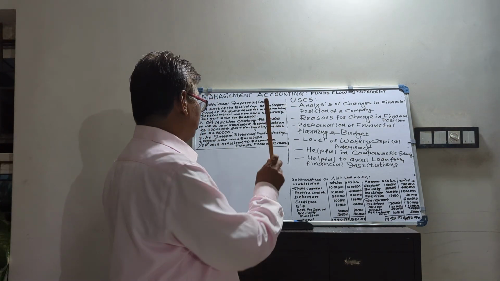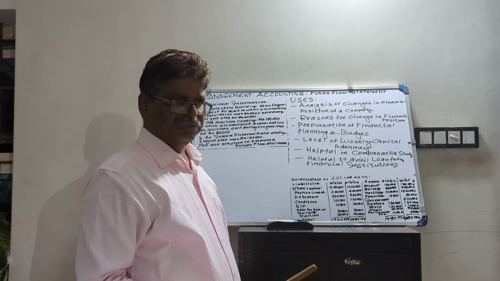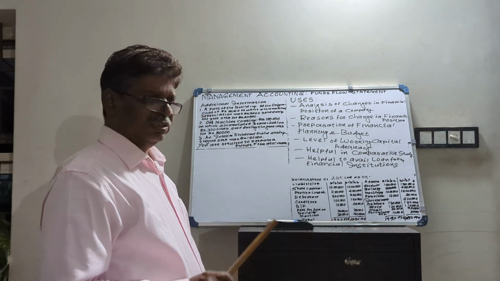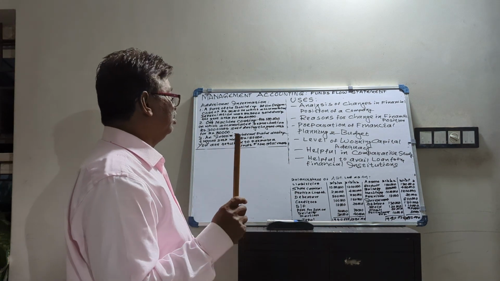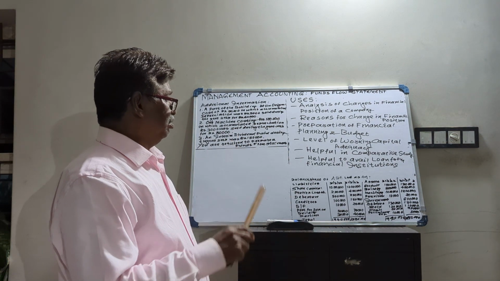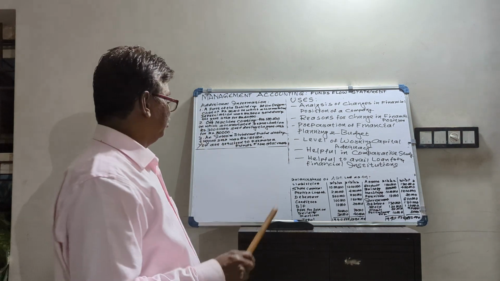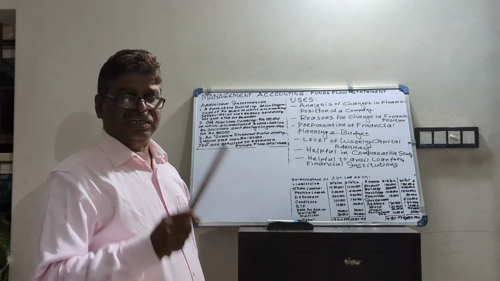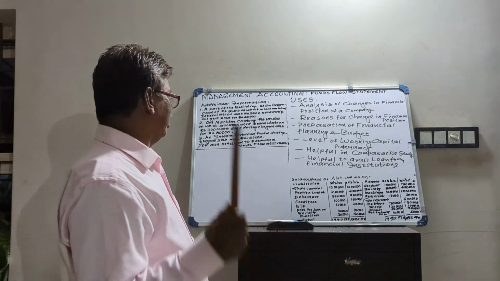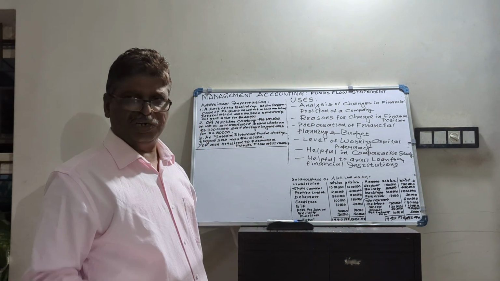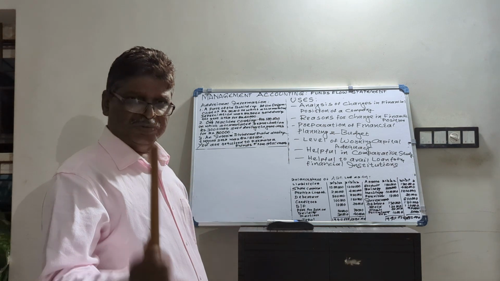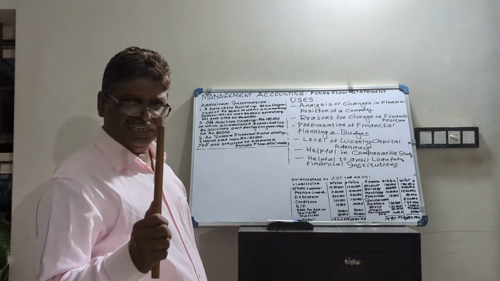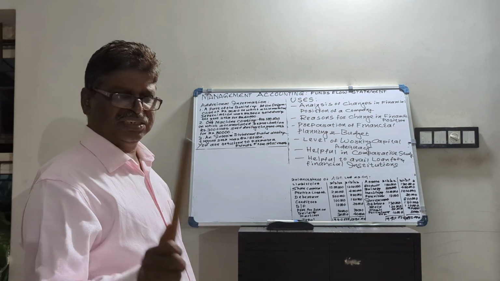So from the statement of changes in working capital, we can calculate whether there is decrease in working capital or increase in working capital. If there is decrease in working capital, then it is sources of funds, because sources means increase in current liabilities. So decrease in working capital means excess current liability.